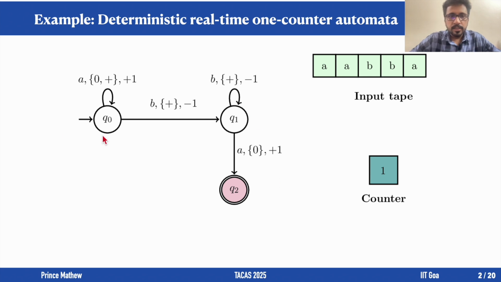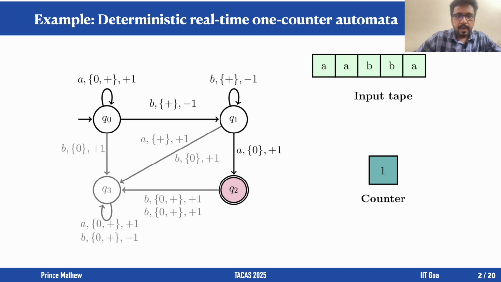Note that this DROCA is not complete. For instance, you have not drawn any transition from state Q2, and you have not drawn a transition on b from counter value 0. You can add those transitions by adding an additional state and make this DROCA complete. So this is still a DROCA that recognizes the language a^n b^n a, and all other words are rejected.